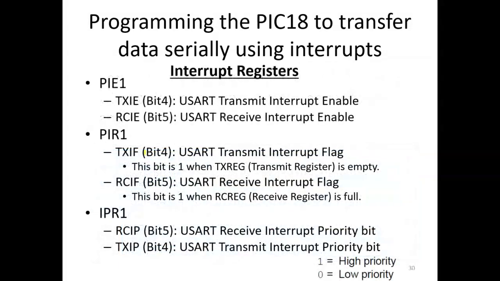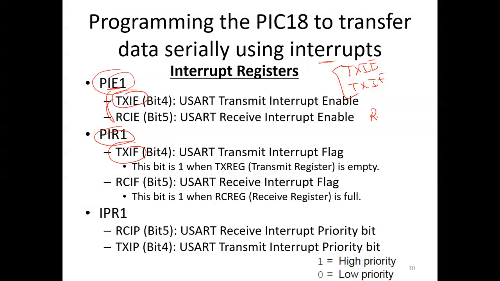Okay, now here you are sending the data. So to send the data, we are using interrupt. So we have to enable the interrupt of sending the data, which is the TX interrupt enable. And the flag that you have to check is the TX interrupt flag. So this is for sending the data. Okay, so these are 2 bits: the TXIE is from the PIE1 register and the TXIF is from the PIR1.